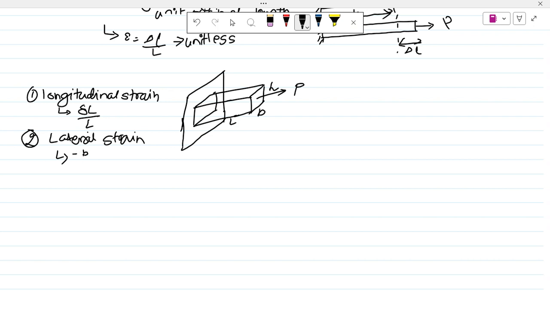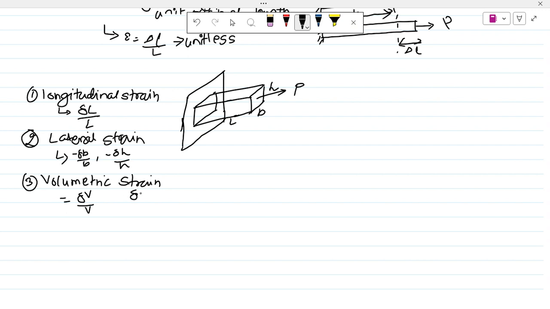Del B by B, minus del H by H. It is very conceivable that if length increases, the breadth and height must decrease. So negative sign is presented there. Third kind of strain is volumetric strain. Volumetric strain is change in volume per unit volume. This is quantified as volumetric strain.